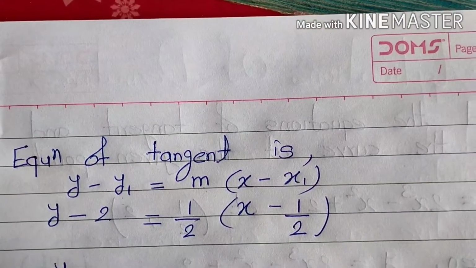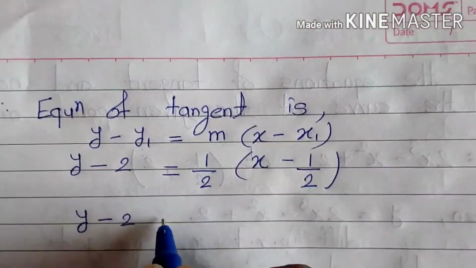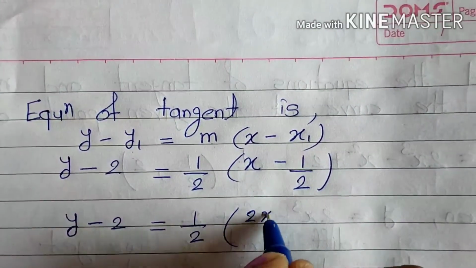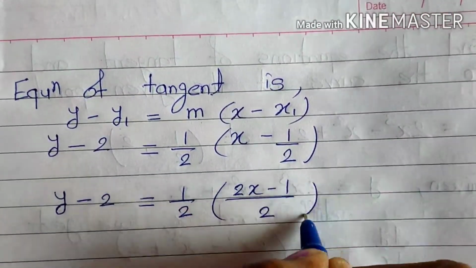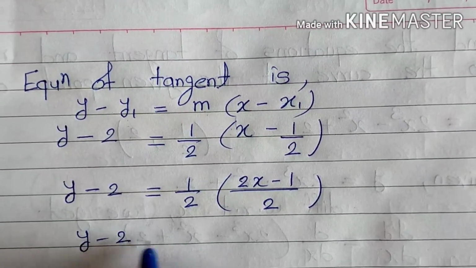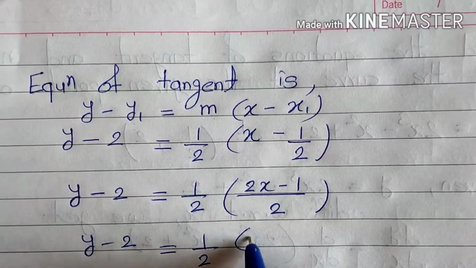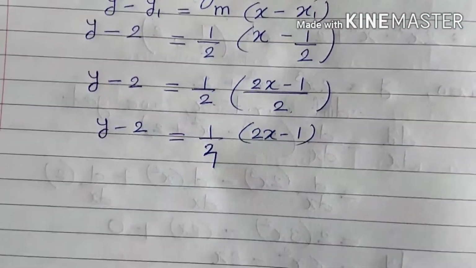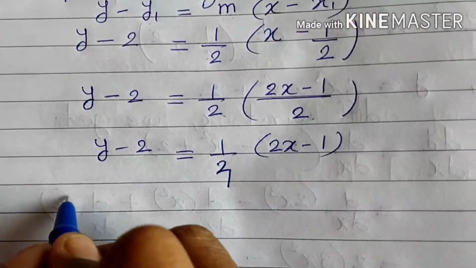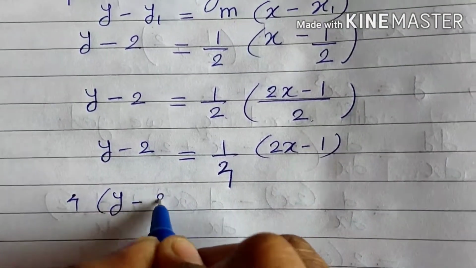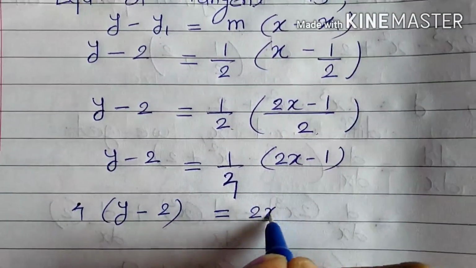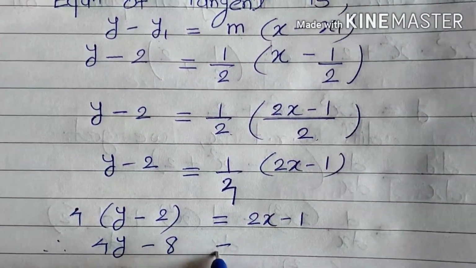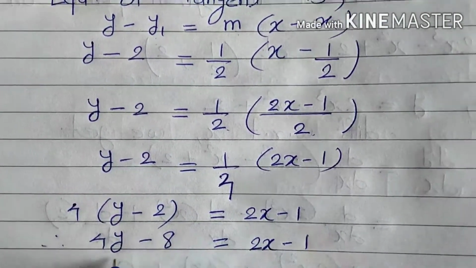So calculate this first. y minus 2 is equal to 1 by 2 into (2x minus 1) upon 2. So it will become y minus 2 is equal to 1 by 2 into (2x minus 1) upon 2, that is 2 into 2, 4. Now multiply this 4 here. So it will become 4y minus 8 is equal to 2x minus 1.